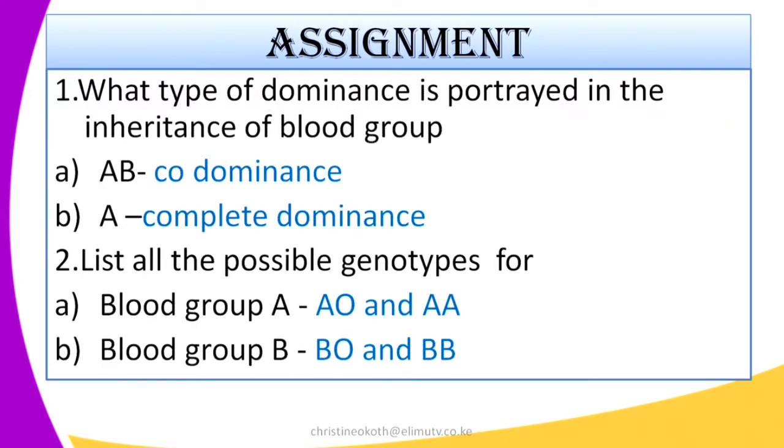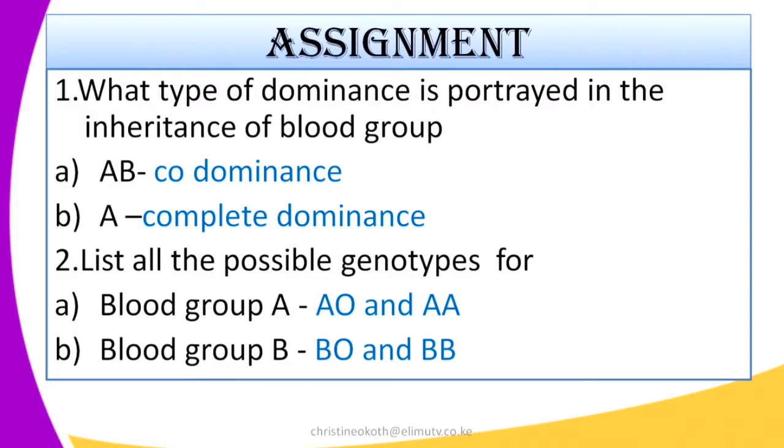So let us start by reviewing the previous assignment. Question number 1 was, what type of dominance is portrayed in the inheritance of the blood group AB? So A and B, both of them are dominant. They will both be expressed in the same way. That is like a 50-50 deal. So the type of inheritance here is co-dominance.